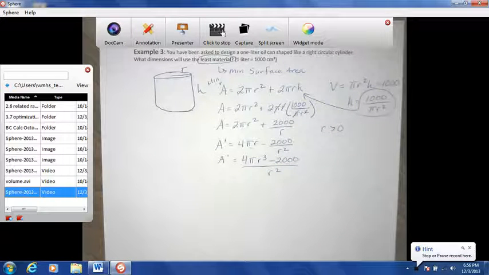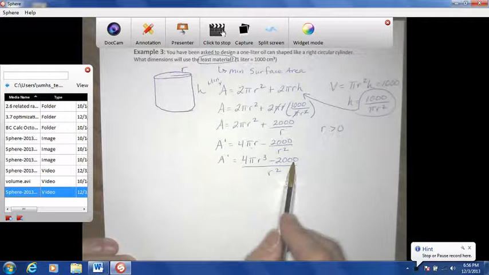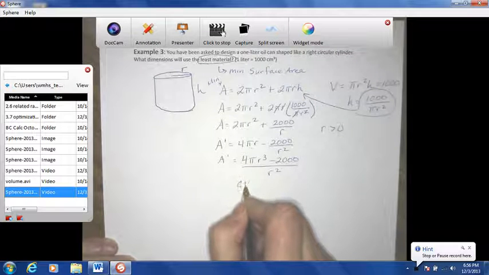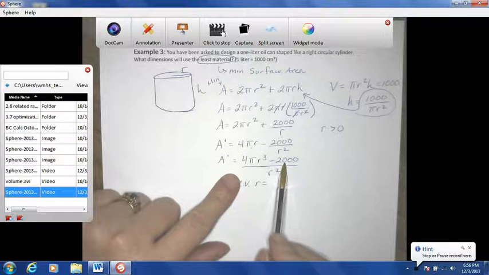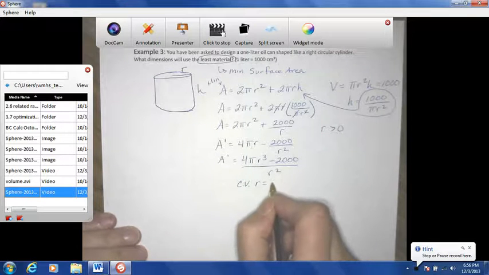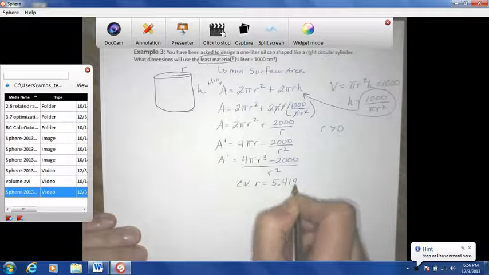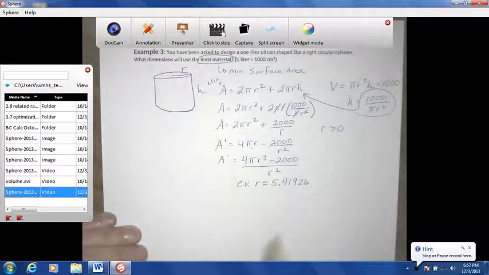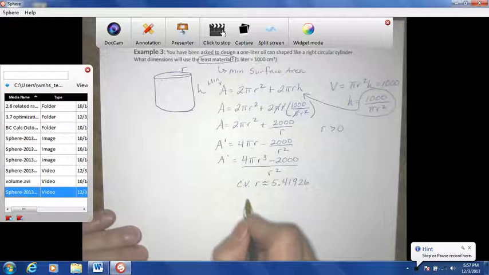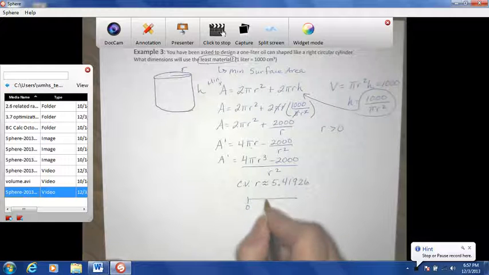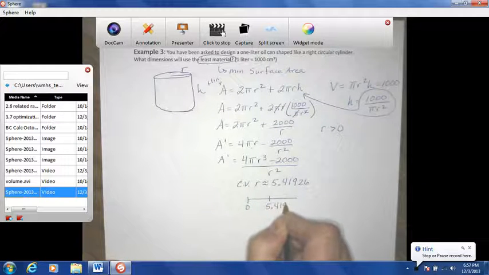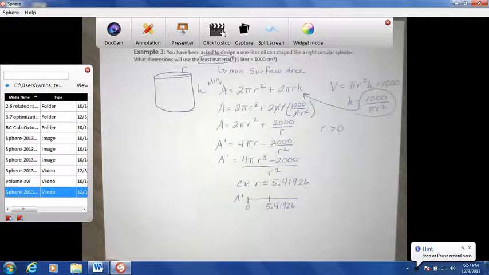To find the critical values, we look at when the top of the fraction is equal to 0 and when the bottom of the fraction is equal to 0. So the critical value is r equal to, from the top one, when I set this equal to 0, approximately 5.41926. We want to test this to see if that truly is a minimum value. Remember, we're not going to test anything less than 0, and we do not have any maximum. So I'm going to put 5.41926 on our number line and test it in the first derivative.